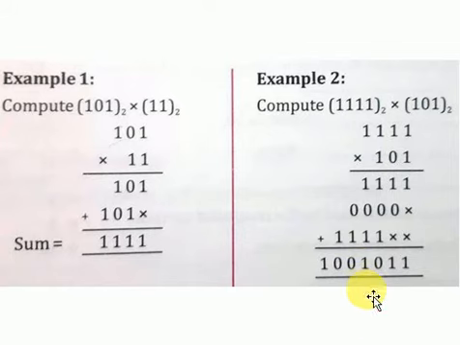Now 1 plus 1 plus 1 is 11. So 1 here and 1 here. So 1 plus 1 is 10, means 1 0. So 0 here, 1 here. Again 1 plus 1 is 10. So 0 here and 1 here.